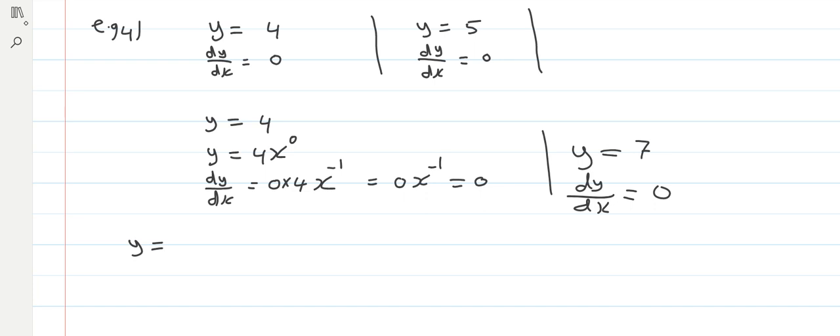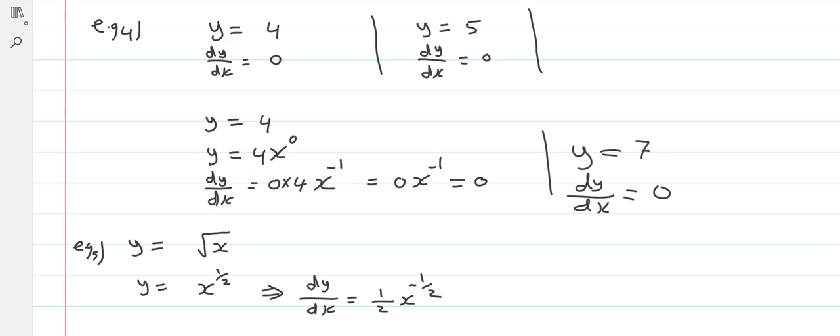Y equal square root of x. As you can see from example number 5, not always the function is ready for us to differentiate it. Sometimes we need to rearrange it. And according to indices rule, I can write down x to the power a half is the same as square root of x. Now it's ready to differentiate. dy by dx is going to be 1 over 2 x to the power half take away 1, minus 1 over 2.